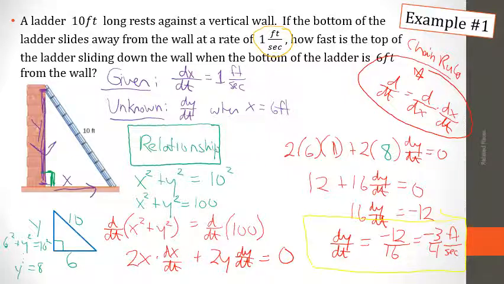So let's look back at what we did. We first drew a picture. Then we stated our given and our unknown. We had a relationship between the variables in our picture. We found the derivative with respect to time, so implicit differentiation. Then we plugged in what we knew and we solved for what we did not know. And that is the final step.